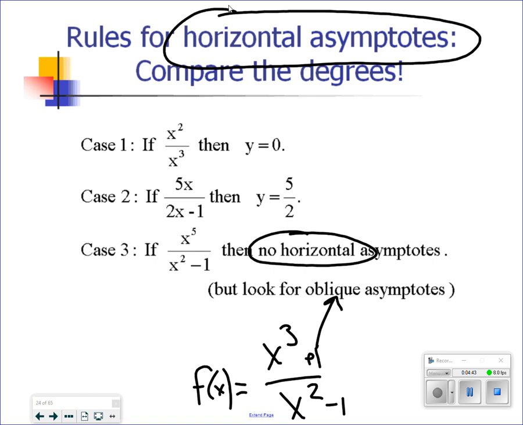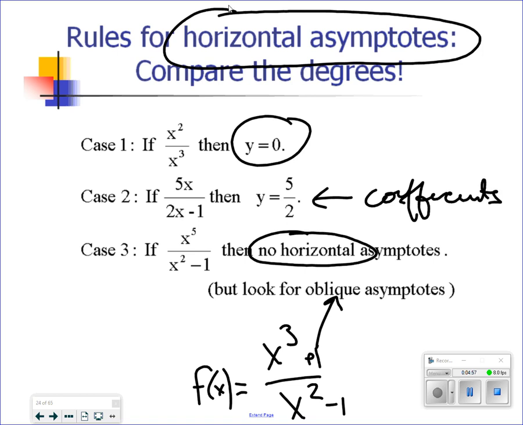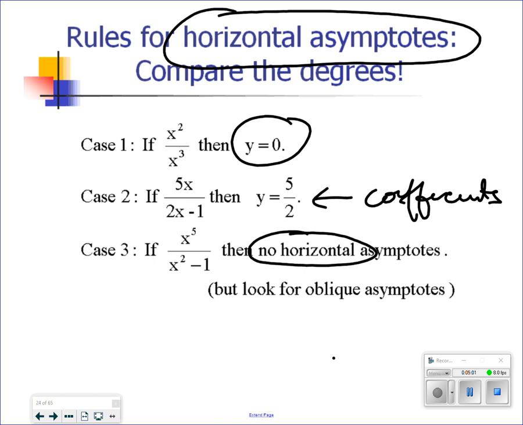So those are your three cases. If the degree on the top is smaller than the bottom, it's automatically y equals 0. If the degree on the top is the same as the bottom, it's the ratio of the leading coefficients. And if the degree of the top is larger, then no horizontal, could be an oblique.